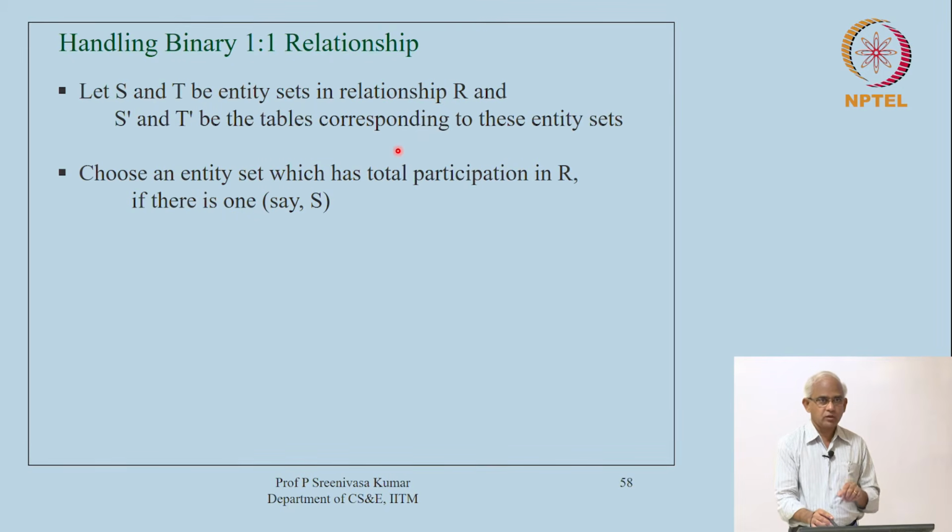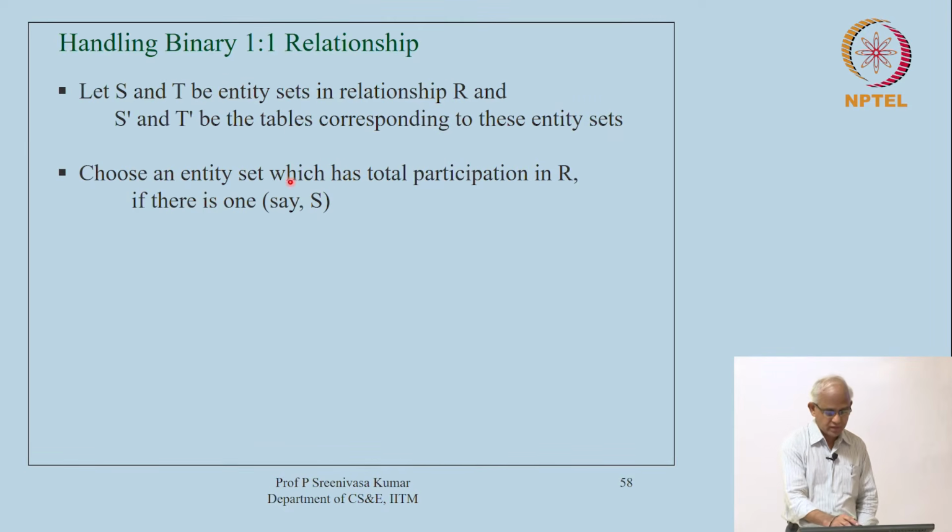Which will basically just have two attributes, that is, it will contain the key of S prime and key of T prime together. That is all. That is one approach. I will come back to that a little later, but let us see how we can handle the specific case of one-to-one relationships.